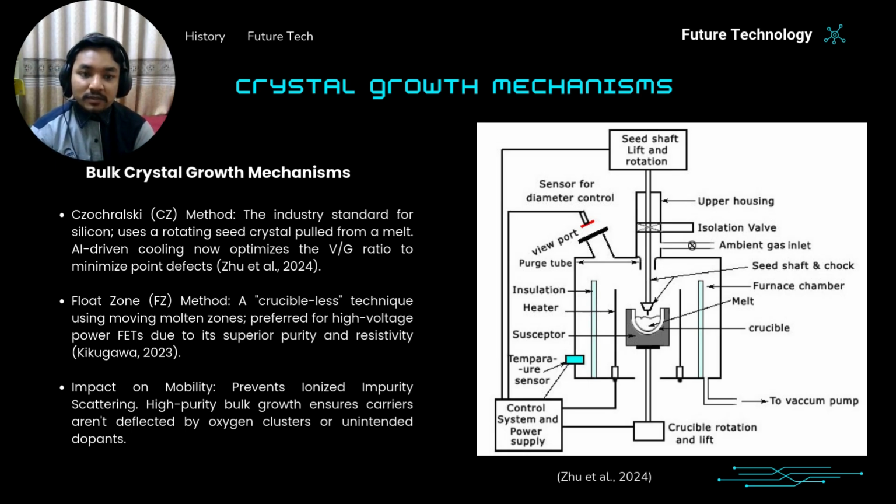point defects. For even higher purity, we use the float zone (FZ) method. This is a crucible-less technique that prevents ionized impurity scattering. By ensuring carriers are undeflected by unintended dopants, we maximize the fundamental speed of the semiconductor.